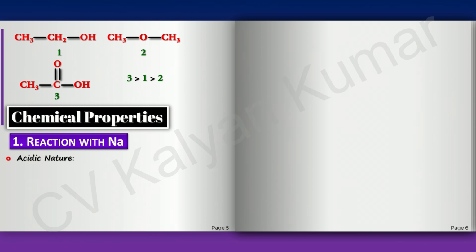Now, I want you to tell me the order of acidic nature among water, alcohol, acetylene and ammonia. Pause the video now and find out which is more acidic, which is less acidic, the acidic order. Here is the answer.